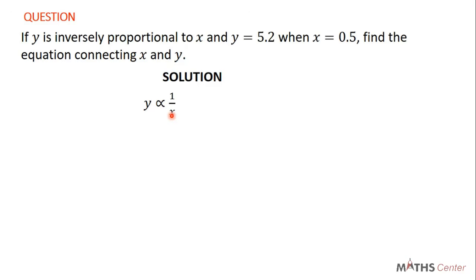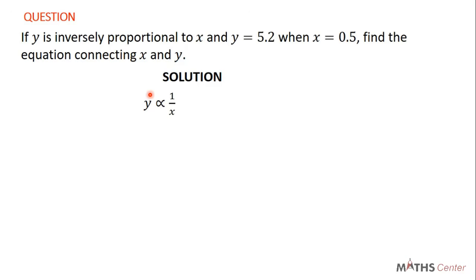In the previous video, we learned that if x is inversely proportional to y, it's written as x, then you write your proportionality sign, 1 divided by y. Here, we are being told in the question that y is inversely proportional to x. So y will be on the left hand side, then we have our proportionality sign, 1 divided by x, because y is inversely proportional to x.